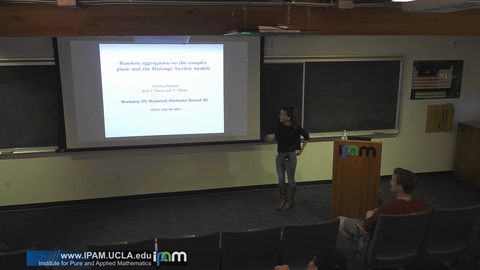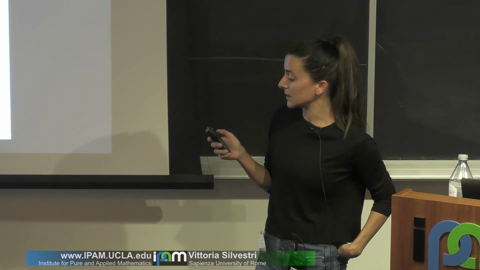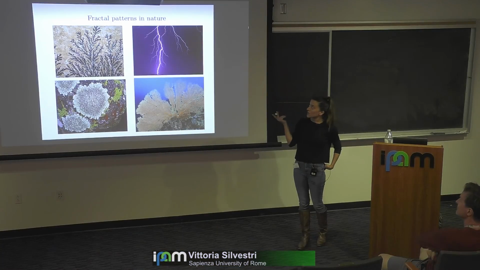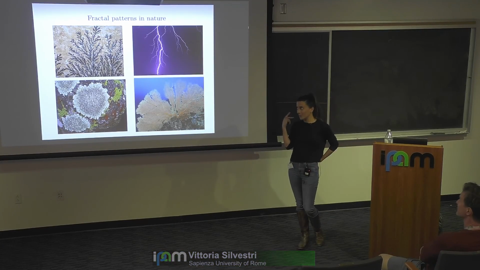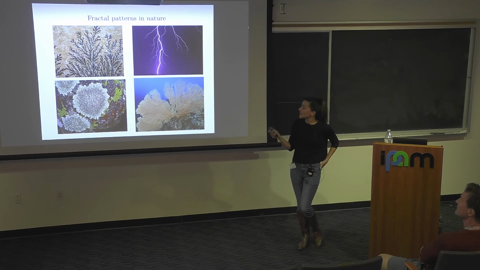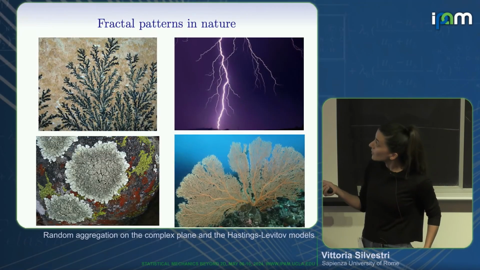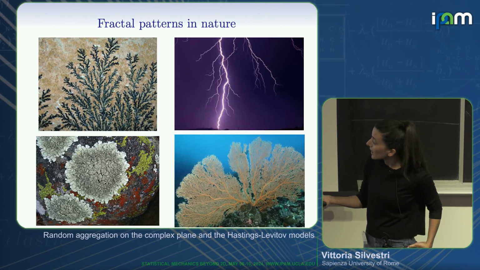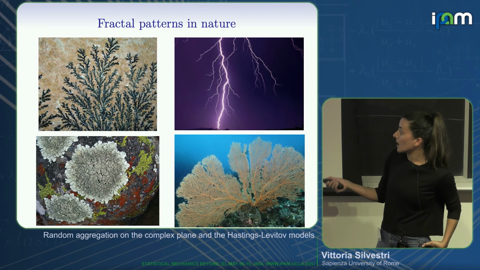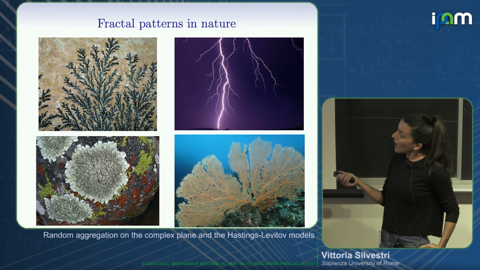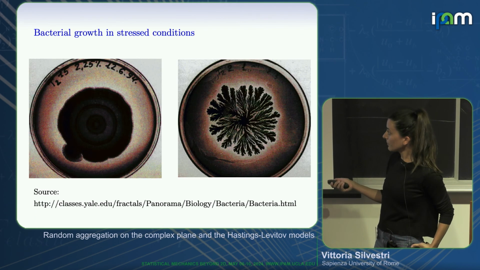Okay, so today I want to start with some motivation and then introduce a class of random growth models on the complex plane, which are called Hastings-Levitov models. So motivation: we want to explain the formation of fractal-looking patterns in nature. Here are some examples. These are manganese formations on limestone, lightning, some kind of lichens, and underwater corals. So we see these kinds of ramified structures, and how do they form and why?